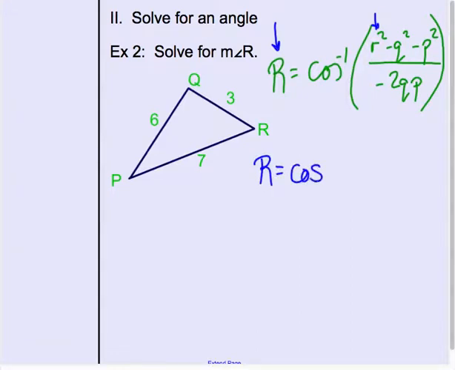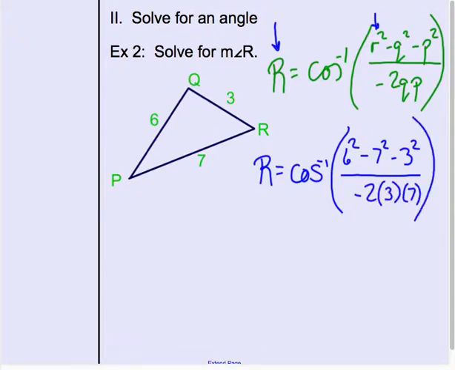Alright, so inserting all of the information we have, side r is across from angle r, so that is 6. Order doesn't matter for the other 2. All over negative 2 because we have 2 sides we're multiplying together. And again, order does not matter because you're multiplying. You can multiply in any order. So again, being careful when you punch this into your calculator, you should get about 58.4 degrees.